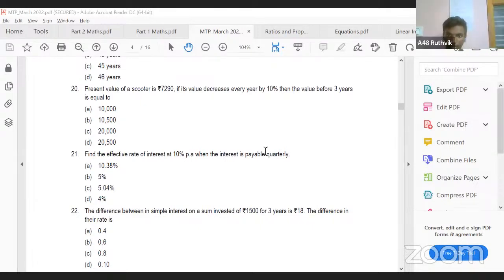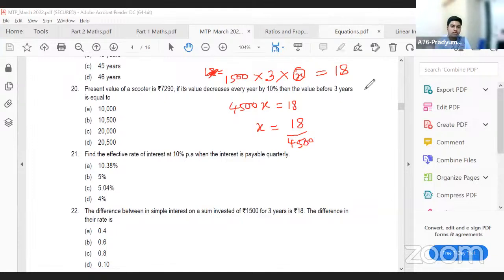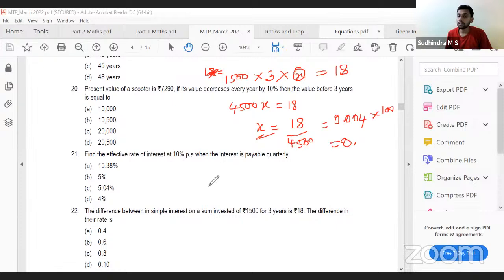0.4%. How did we get 0.4? See, 18 is the difference in the simple interest. So if I multiply 4,500 into 3 years into that rate of interest, I should get 18, the differential rate of interest. I'll consider this as x. So 4,500 into x is 18. x is 18 divided by 4,500. We get 0.004. Since we are representing it in percentage, into 100, we get 0.4. So 0.4 is the difference between those rates of simple interest.